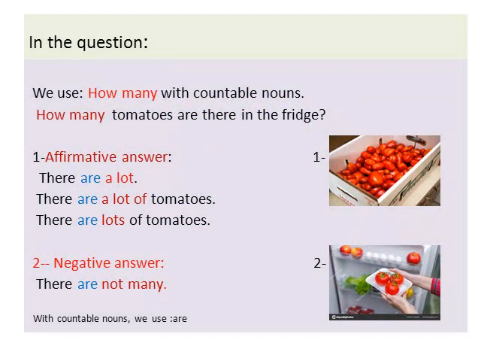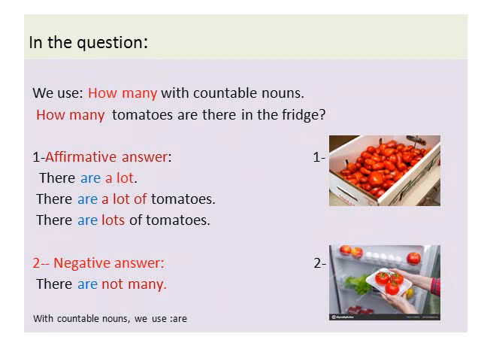In the question we use how many with countable nouns. Tomatoes are countable nouns. We use how many in the question. How many tomatoes are there in the fridge? In the affirmative answer, we say there are a lot. Picture 1. There are a lot. Or there are a lot of tomatoes. Or there are lots of tomatoes.